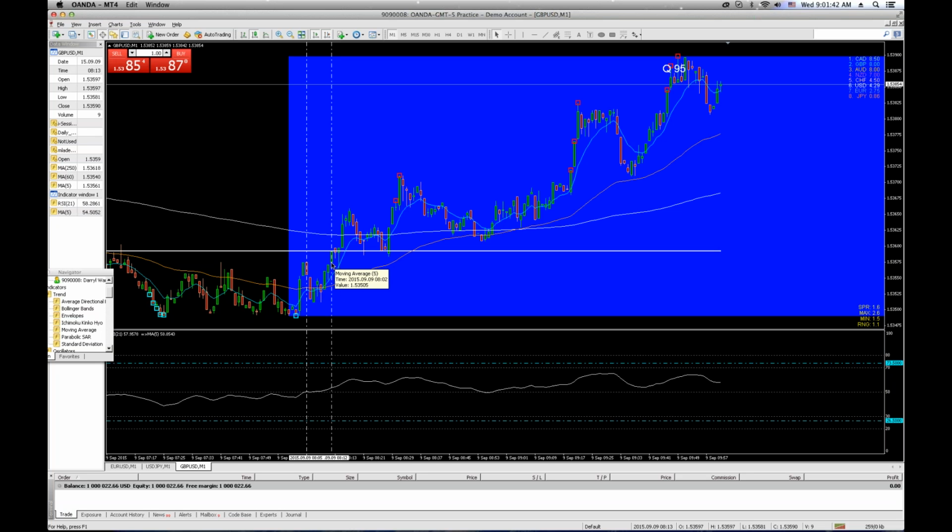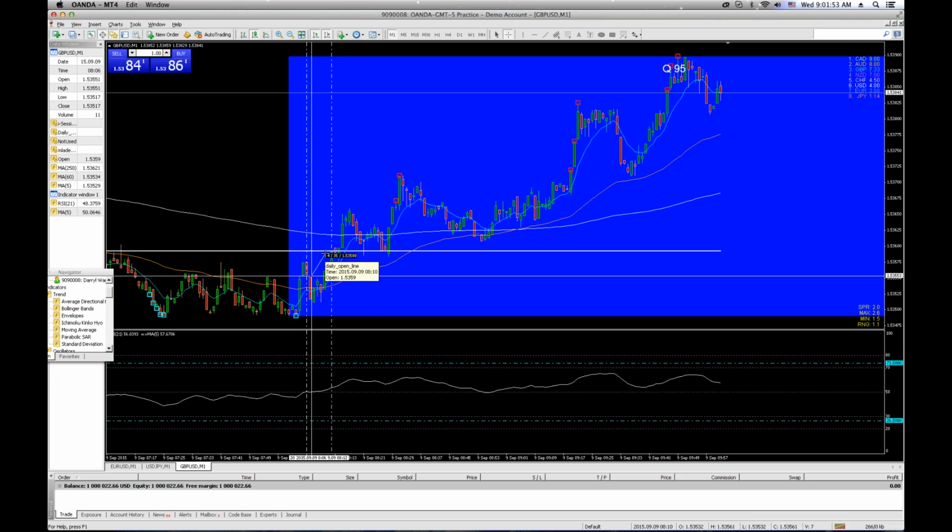The 5 is for exits. Understood. So why wouldn't you use the 5 for both? Well, you could, but I prefer using the smoother moving average because you get less of those bat ears, as I like to call them. Oh, okay. So like here, it dipped below, but it went back above. That's what you're saying, stuff like that, right?